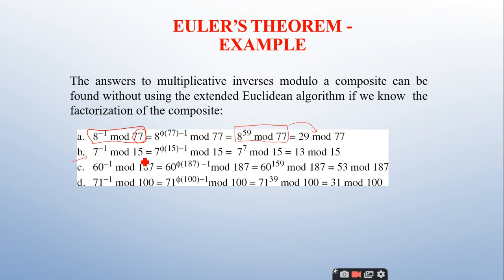7 inverse mod 15. So now tell me, can we apply Fermat's or Euler's theorem? What theorem do you have to apply? How can you decide? Euler's, sir. How have you decided? 15 is a composite number, sir. Right. You have to check the modulo number. If the modulo number is prime, you can go for Fermat. If the modulo number is composite, you can go for Euler's theorem. So 15 is a composite number. Therefore, you cannot apply Fermat's theorem. Therefore, the only option I have is Euler's theorem. So 7 power phi of 15. What is phi of 15?